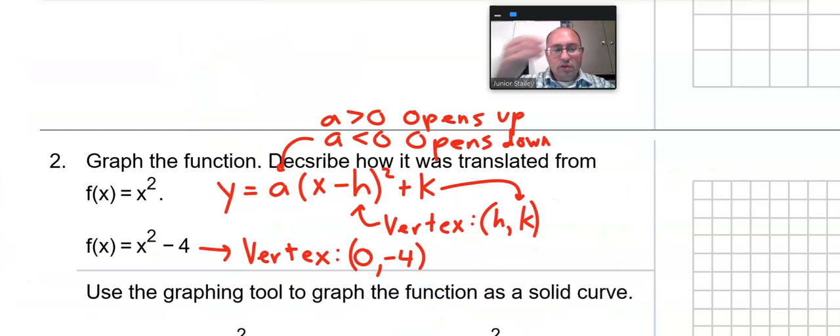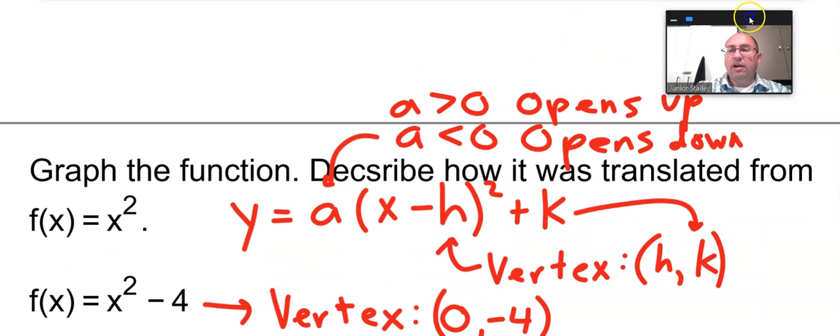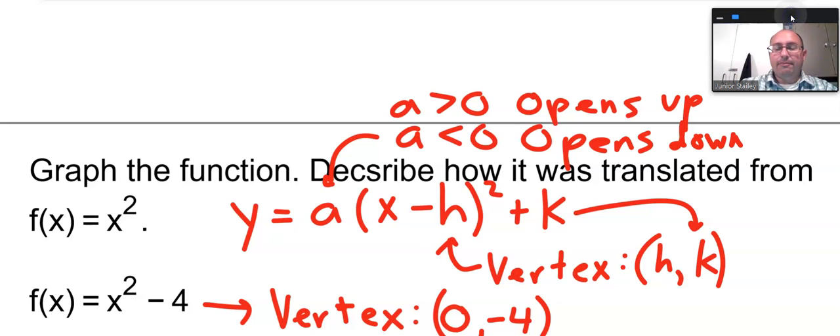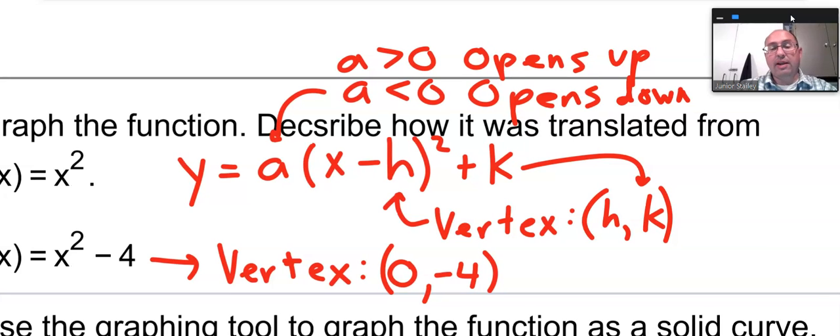Okay, so in question 2, you can see that we start out with a basic parabola, but this time it's been shifted down 4 units. Just as a review, the a value controls whether it opens up or down, just like in an absolute value function. If a is positive, it opens up. If a is negative, it opens down. Then we have our vertex.